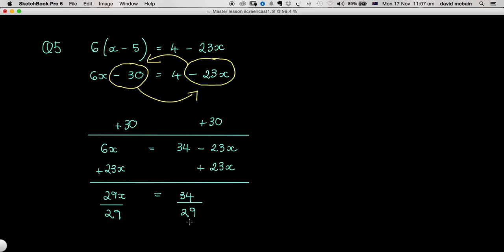And we're left with x equals 34 over 29, which is obviously not a whole number. It actually equals 1.172, and that's an approximation. So that was probably a little bit difficult because you might have been expecting a whole number answer and you didn't get one.